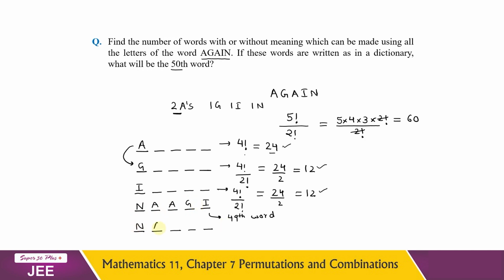Now N, A, A, after G we are going to get I, and here we are going to get G. So this is the word which will be present at the 50th position of the dictionary, that is NAAIG. The spelling of this word is NAAIG. But since we have been asked for the word with or without meaning, you are not supposed to check the dictionary and see what the meaning of this word is. The answer corresponding to this question is this word. This word is going to occur at the 50th position in the dictionary.